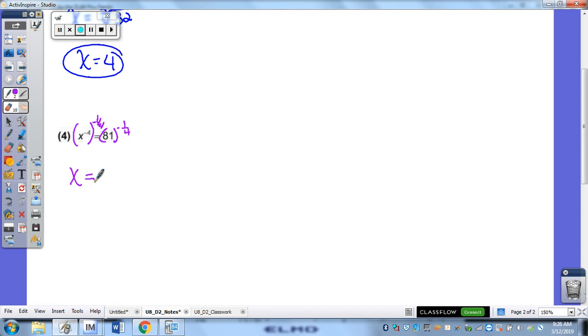So now I have just x, because negative 4 times negative 1/4 gives me positive 1. So then because it's negative, that would make it a fraction. So it would be 1/81 to the positive 1/4 now, which is the 4th root of 81. So what is the 4th root of 81? Somebody say it. 3. So x equals 1/3.